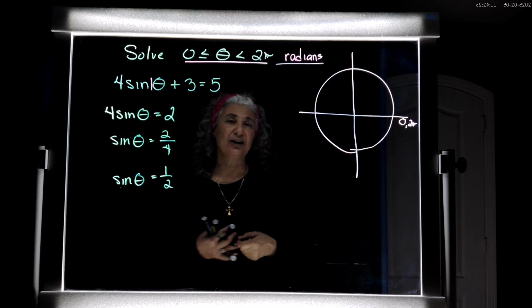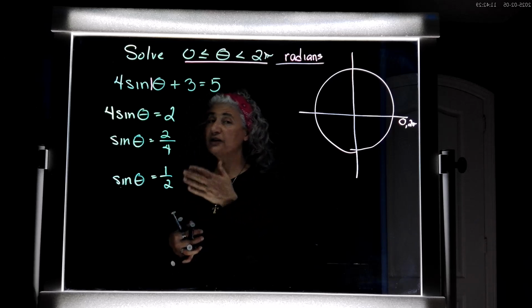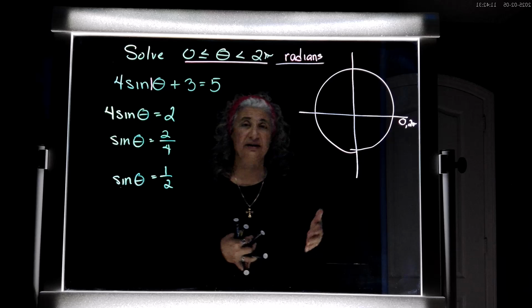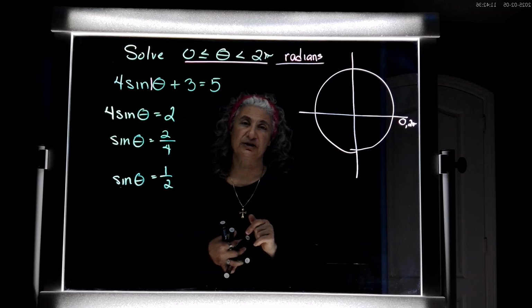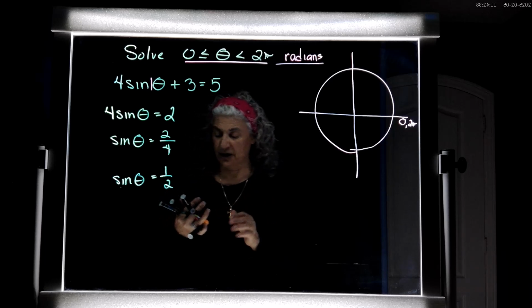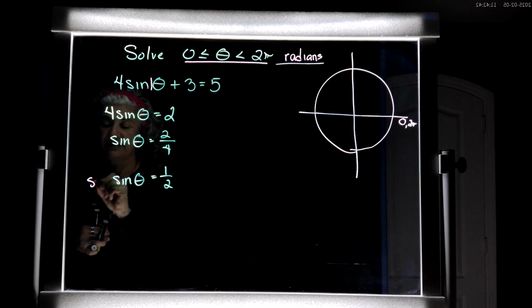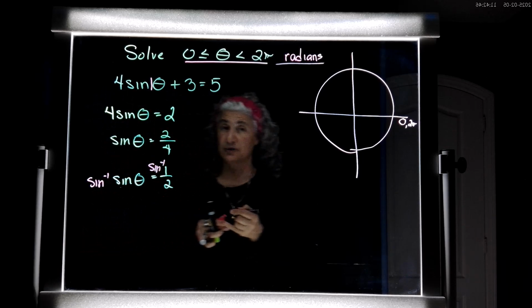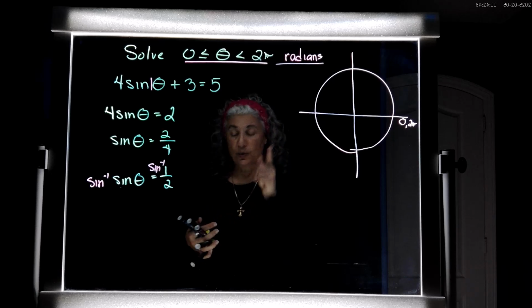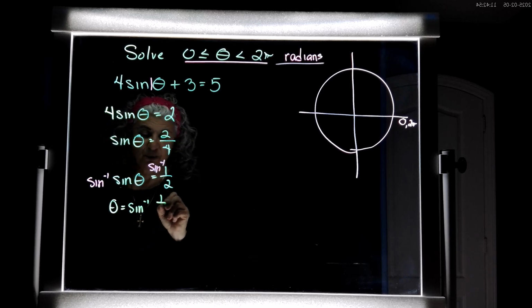Good. And now we're ready to break the sine trig function away from theta. Now remember, this is not a multiplication operation, so you can't divide it away. You've got to take the inverse sine, not just of this side, but of both sides, right? Which means theta is going to be equal to sine inverse of 1 over 2.